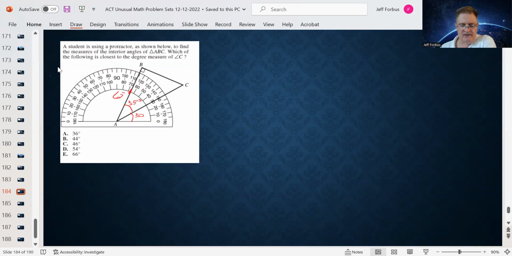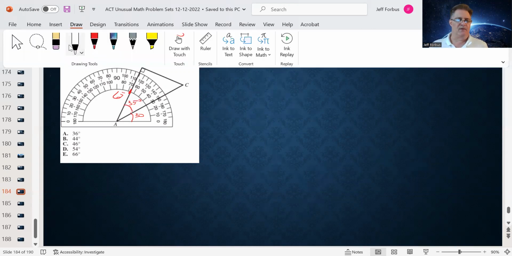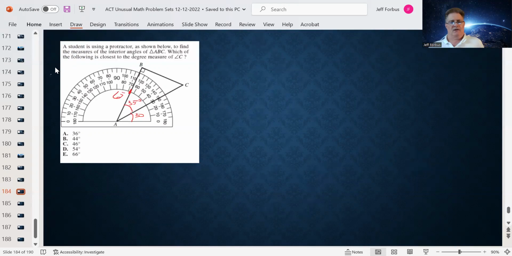You've got a 90-degree angle there. Now we're going to use this to get to angle C. Let me get my white pen. Okay, so 90 and 35, right? 90 and 35 produce 125.